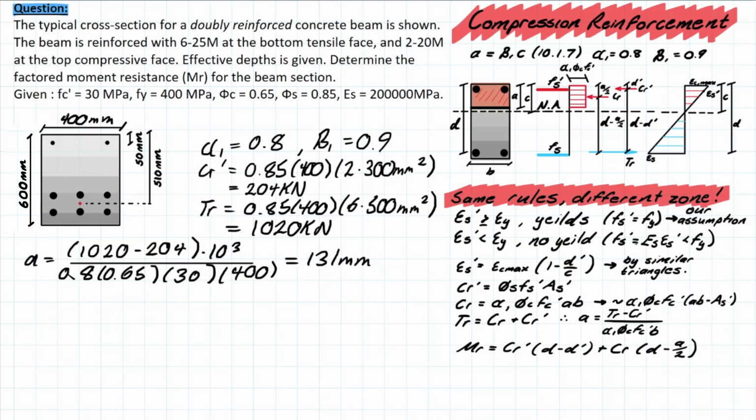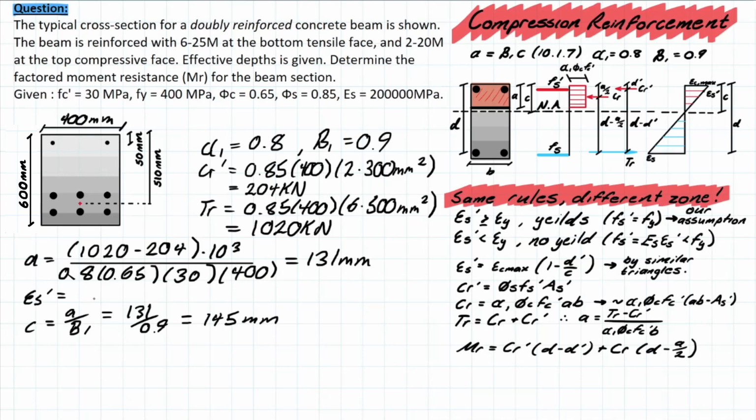Now we need to check and make sure that our assumption is correct, because in this formula we used 400 as the yield strength of the steel, but we don't know yet if that steel has yielded or met that stress value. So we're going to check what the strain in the steel is to confirm this. Epsilon s' is equal to this formula here, which is the max strain in the concrete times 1 minus d' over c. We don't have c yet, so let's solve for c using this formula up here. We just rearrange it, and we get a over beta 1. That's going to equal 131 over 0.9, which gives us 145 millimeters.